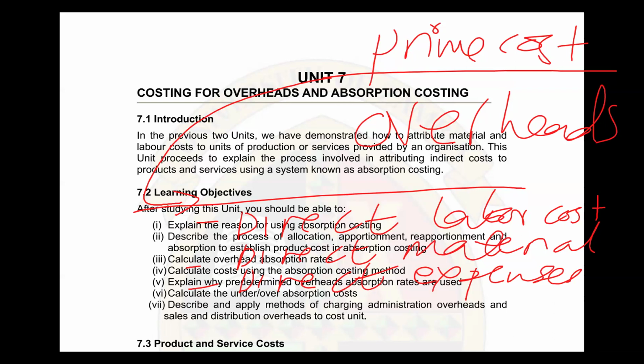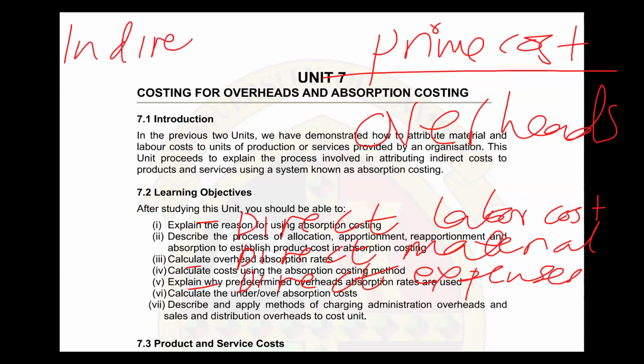So when you look at all these direct costs, when you put them together, you make what is known as the prime costs. Then on the other hand, you have got the indirect costs. On the other hand, we have the what? The indirect costs. So that is to say, the indirect labor.